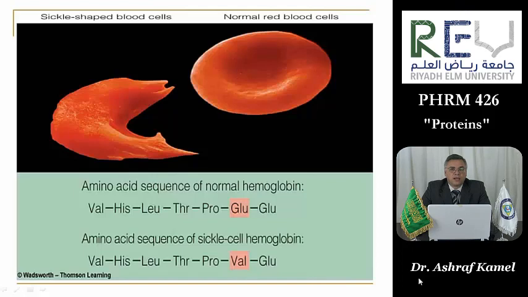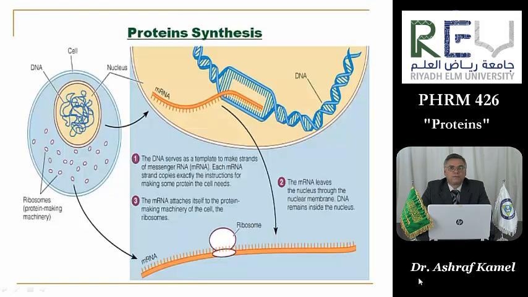Sickle cell disease, in which the red blood cells transform into the sickle shape. This is due to an abnormal hemoglobin, and the abnormality in the hemoglobin is only one amino acid change or variation from the normal hemoglobin.